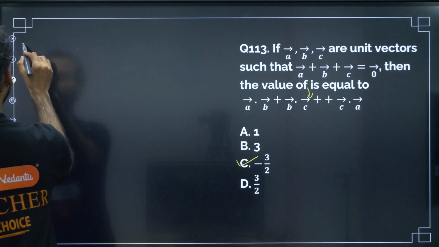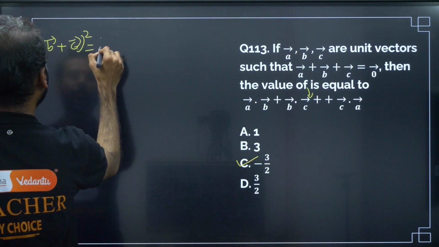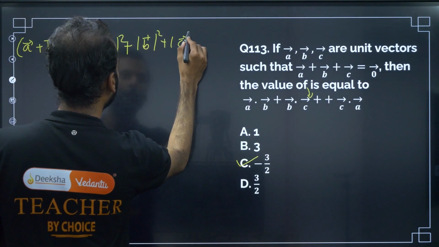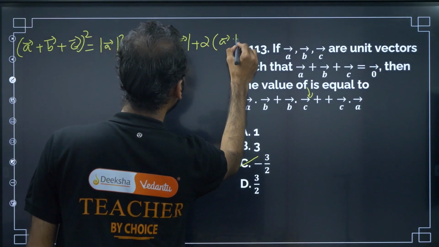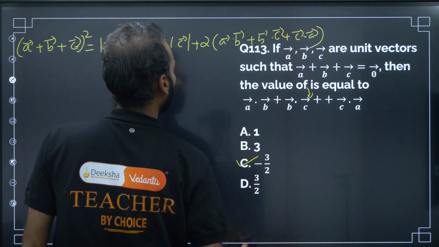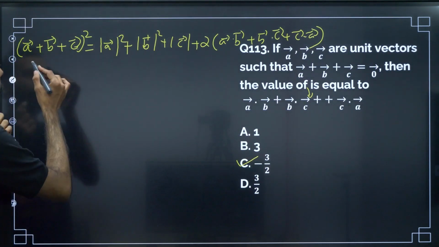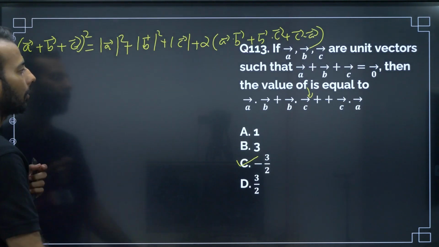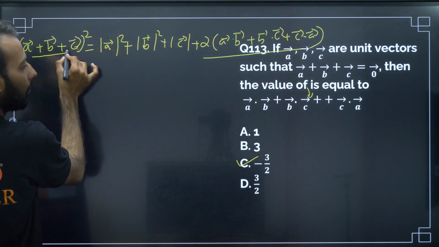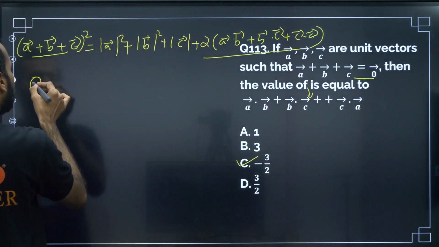There is nothing wrong. A plus B plus C whole square is equal to A square plus B square plus C square plus 2 times AB plus BC plus CA. If you have solved some basic level problems of vectors, once you write A plus B plus C again and multiply each term, finally you will get this expression. Now they are interested in this expression. They have given A plus B plus C value as 0, so that 0 I am keeping here. 0 square is 0 only.